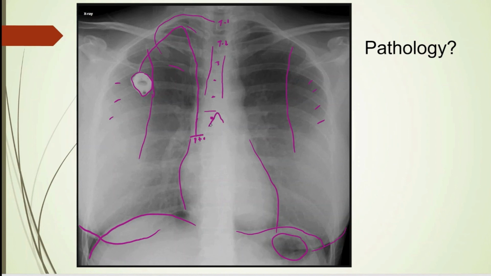Carina's up here, that's fine. This is long-term use. You want it down lower, and this is right about the cavo-atrial junction here, which is proper placement for a long-term line. So I would say that this is a good x-ray, and the tip is in an appropriate position there.